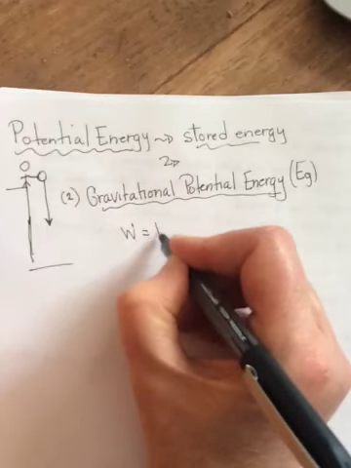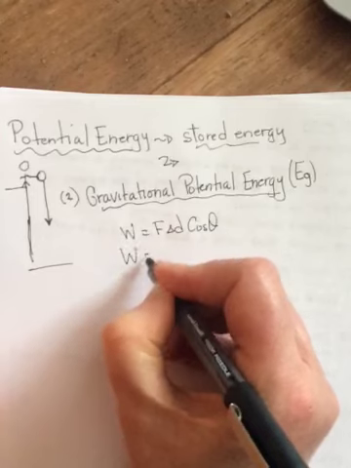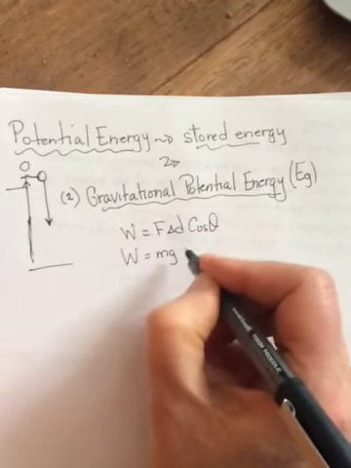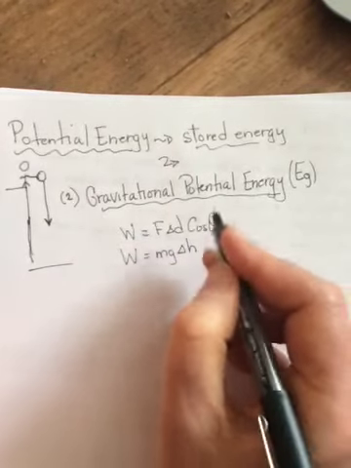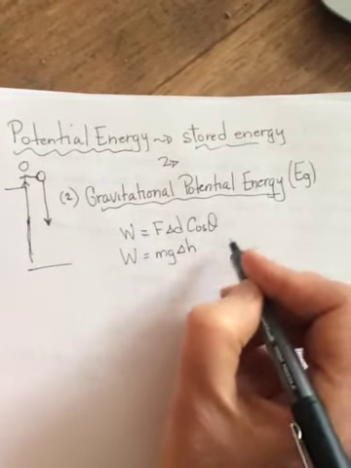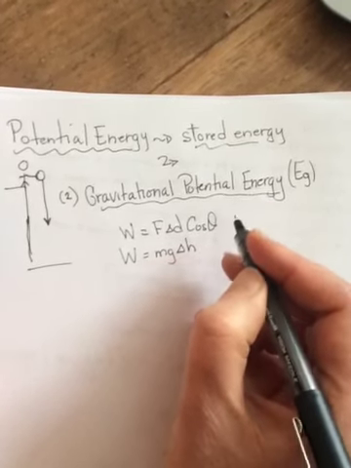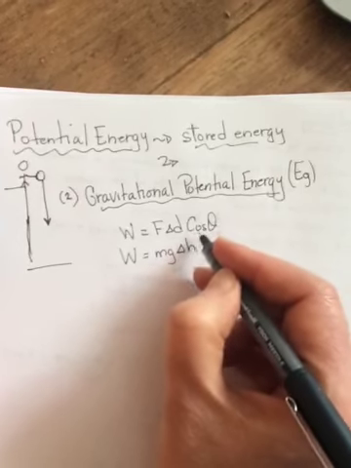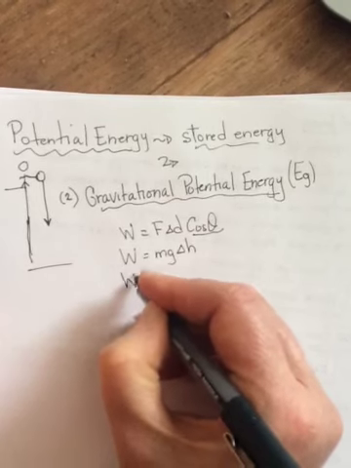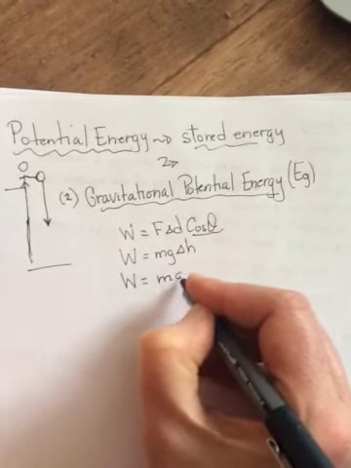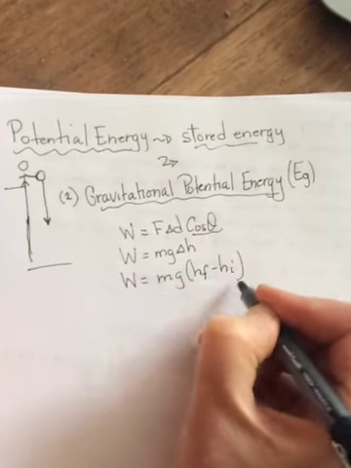So the work I do, right, F delta d cos theta, the work is going to be equal to just mg. And the delta d is really going to be a delta h. And the cos theta, I'm lifting it against gravity, so the force I'm putting on and the direction that it's moving will be the same. So this will just become one, cos of zero. So then the work done is equal to mg delta h, where delta h is hf minus hi.